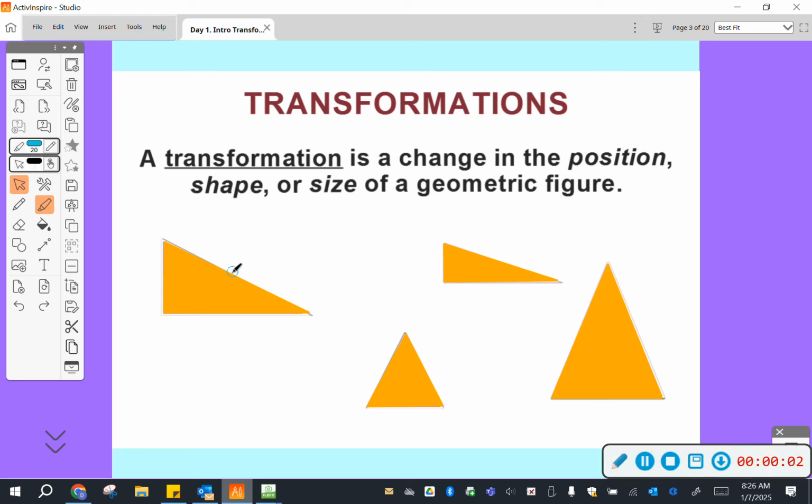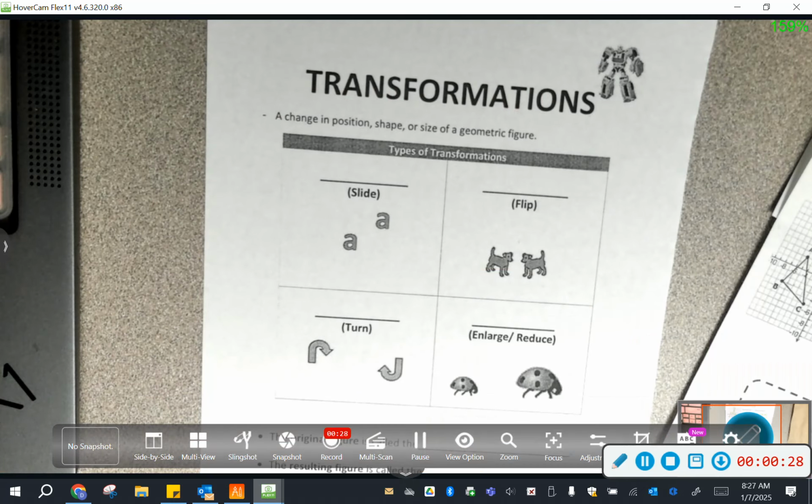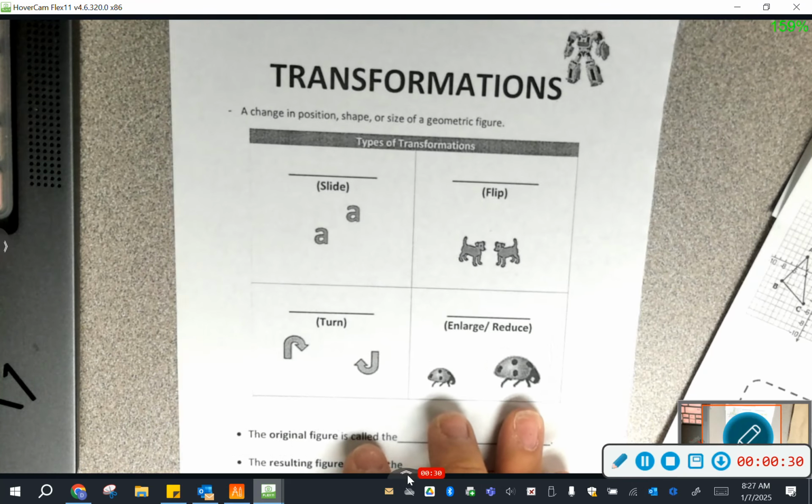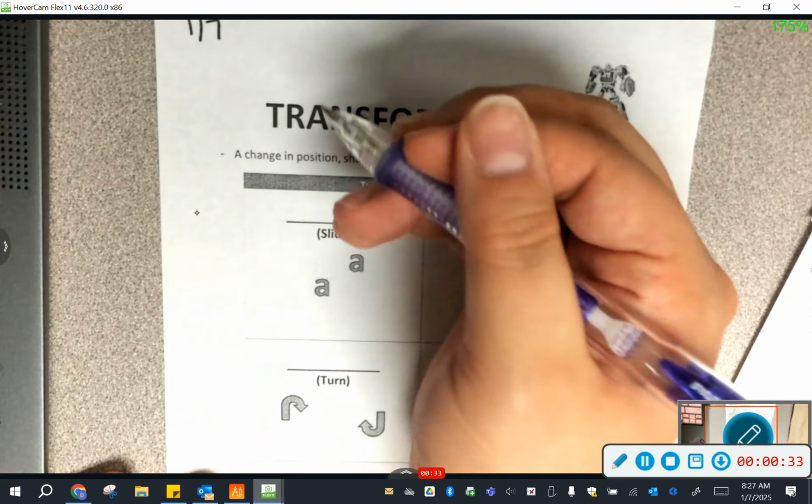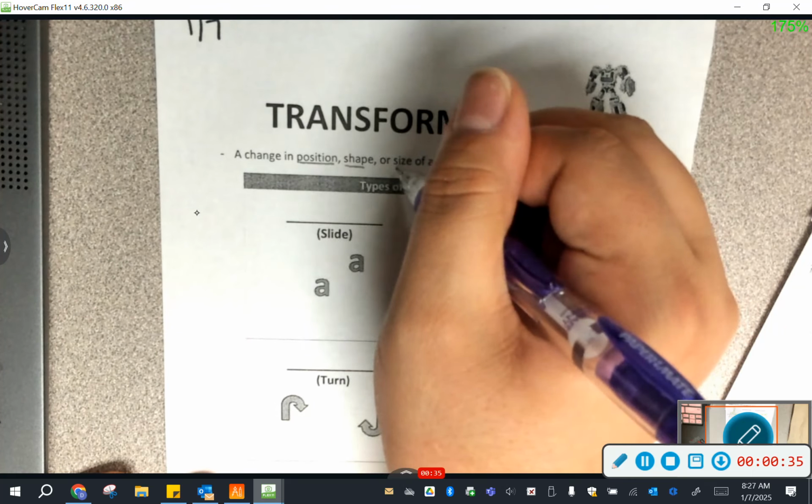Transformations. When you think of the word transform, what do you think of? Transformers. And what do Transformers do? They change. But that's not a transformer, that's mine. So, a transformation is a change. Remember, you're either changing your position, meaning where you're at, your shape, or your size. And that is exactly what it says at the top of your paper right here. Do y'all see where it says a change in position, shape, or size?